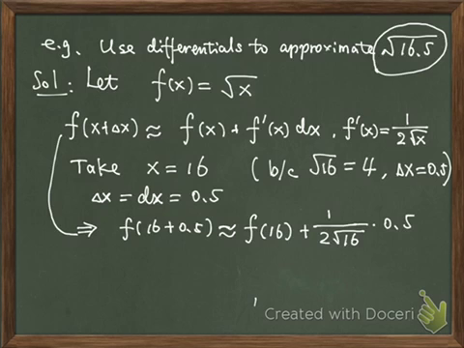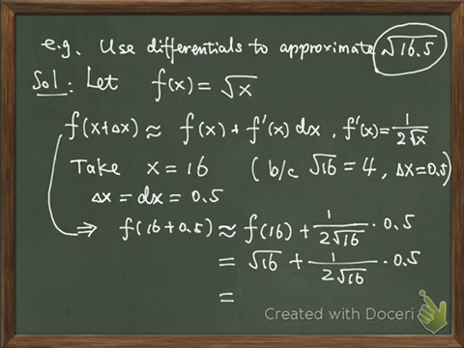Again, f of 16 here is really just square root of 16. We know that's 4, and we have that plus 1 over 2 times square root of 16 times 0.5. Everything here can be easily calculated just by hand. That's 4, that's 1 over 2 times 4, and then times 0.5. So by the end, the value of square root of 16.5 is approximately 4.0625.